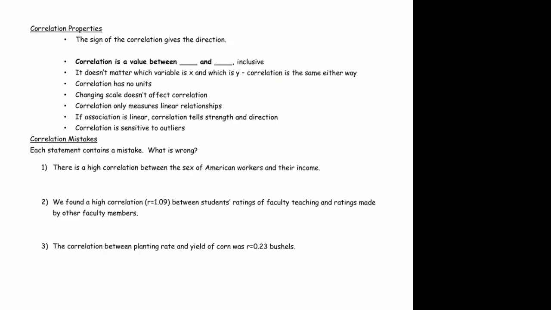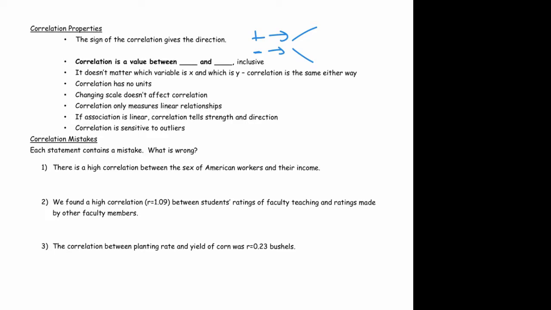A couple key facts you want to get straight about the correlation coefficient. The sign of the correlation gives the direction. A positive correlation means that you have an increasing relationship, and a negative correlation indicates that your scatter plot is basically decreasing, top left to bottom right. It doesn't matter which variable is x and which is y, the correlation will always be the same. If you decide to switch the response variable and the explanatory variable, the x and y axes, and then find the correlation coefficient, you'll get the same exact number either way.